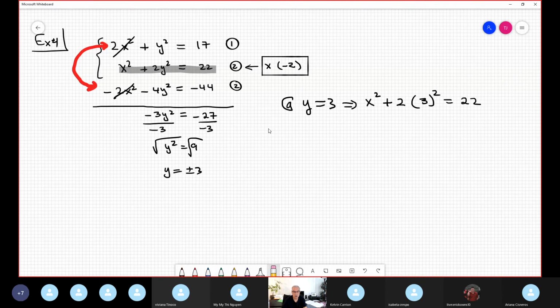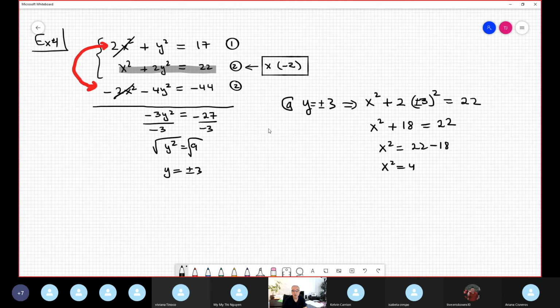Because, look, let me show you. So you substitute y equal plus or minus 3. You have plus or minus 3 here, and plus or minus 3 squared becomes positive. So actually we have x squared plus 18, no? 3 squared is 9, and 2 times 9 is 18, equal 22. So x squared is equal to 22 minus 18, which is 4.